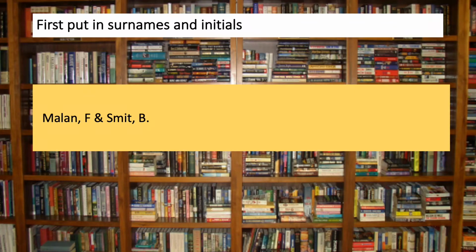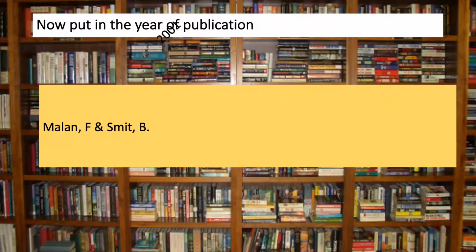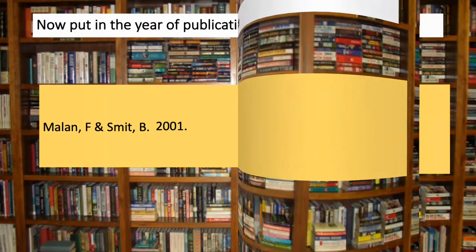If there are 2 authors, use the ampersand between the authors. If there are more than 2 authors, put a comma between the authors' surnames, but then an ampersand before the last author's surname. Now complete the reference as was shown in the Introduction to Harvard Referencing video.